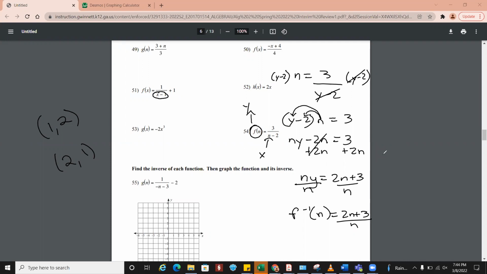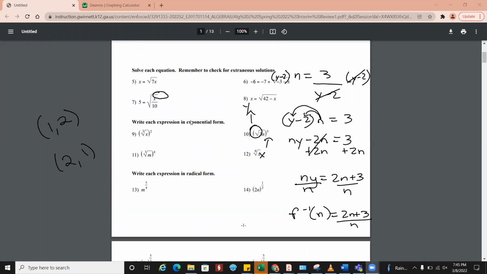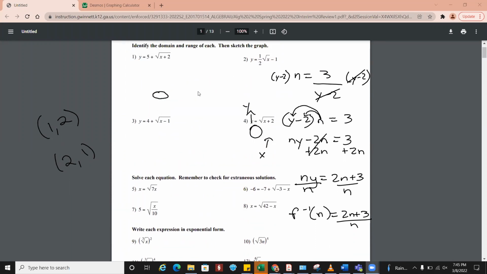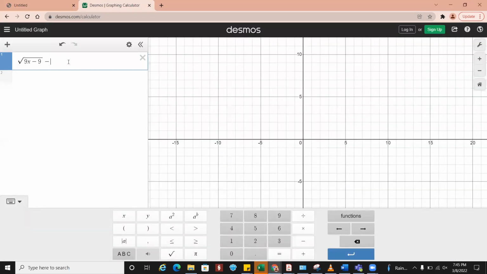Okay, I'm going to go back to number 4. Okay, so on number 4, what you're going to do is it's asking for domain and range again. So I'm going to take this equation, I'm going to go into Desmos, and I'm going to graph it. So square root of x plus 2.